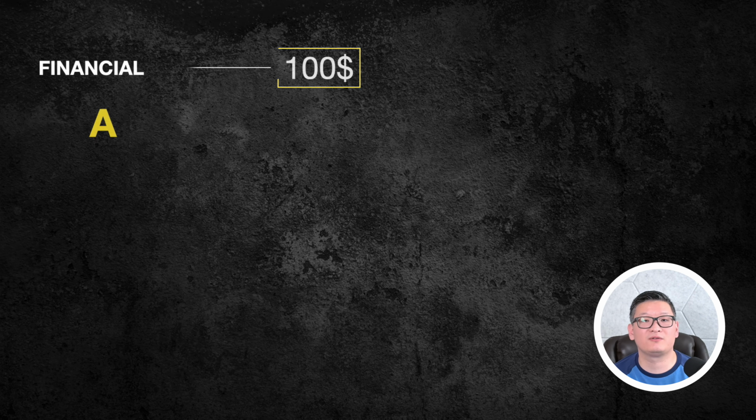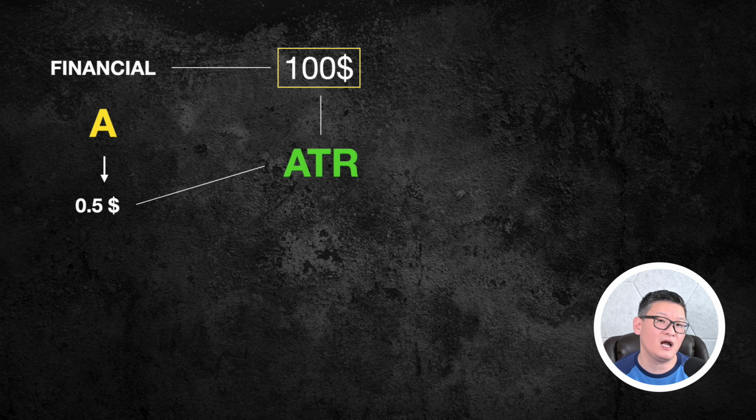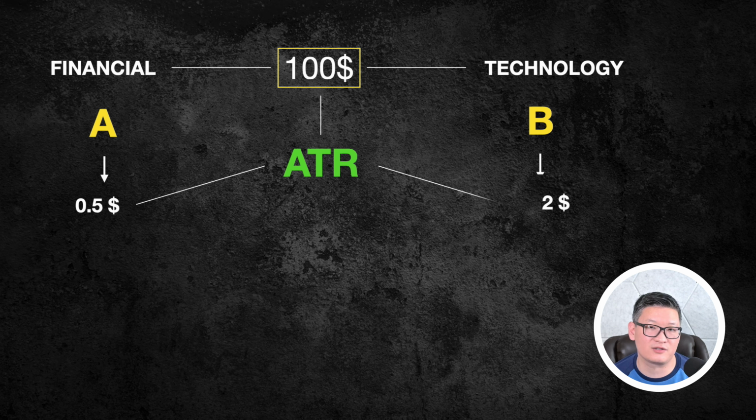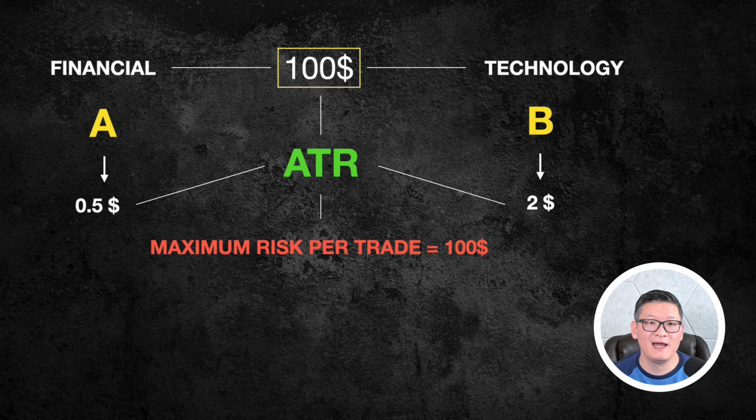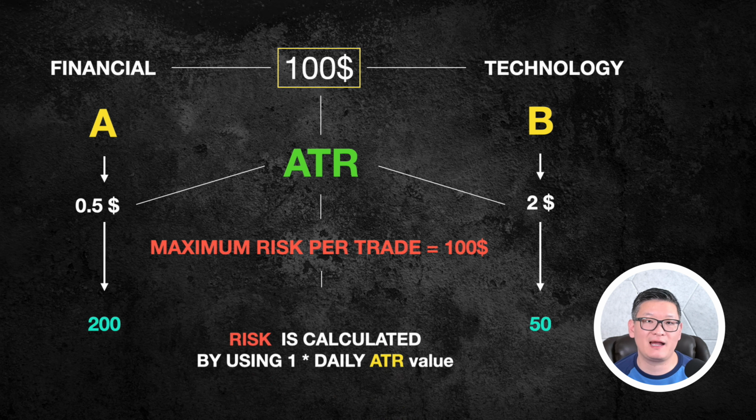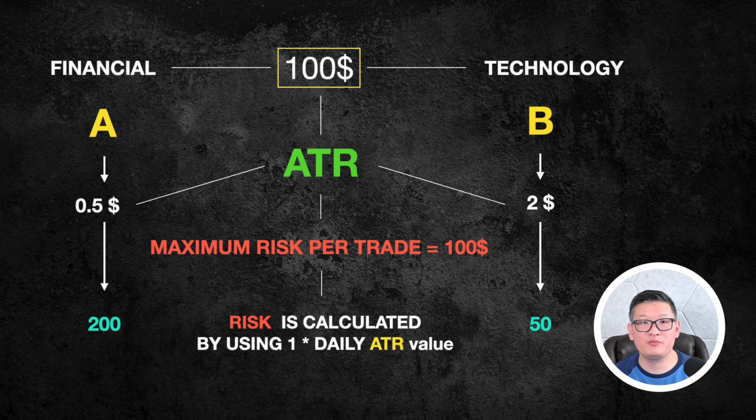Based on these ATR data, we can determine how wide or narrow our stops should be. For example, a $100 financial stock can have a price fluctuation range of 50 cents a day on average, while another similarly priced technology stock can have a $2 range. If our maximum allowed stop loss is $100 per trade, then using the ATR, we can safely buy 200 shares in the first case and 50 shares in the second scenario. This is based on the premise that our risk limit rule is set to use 1 times the daily ATR reading.